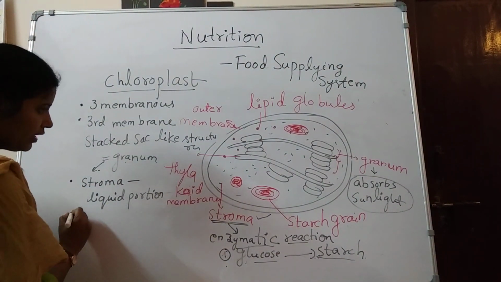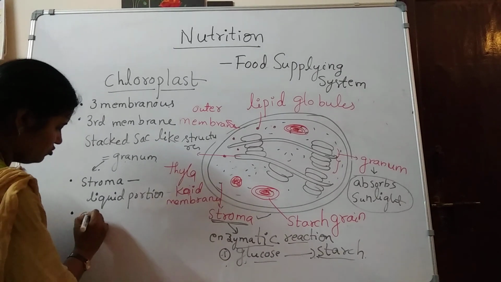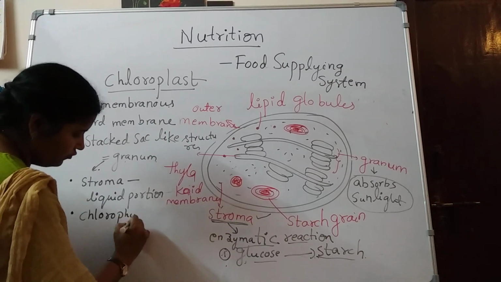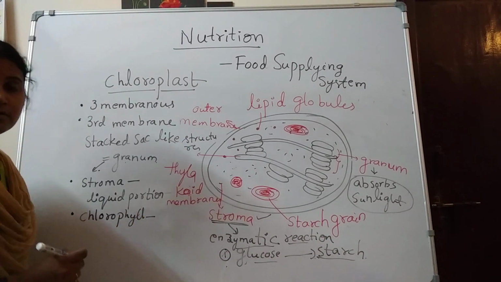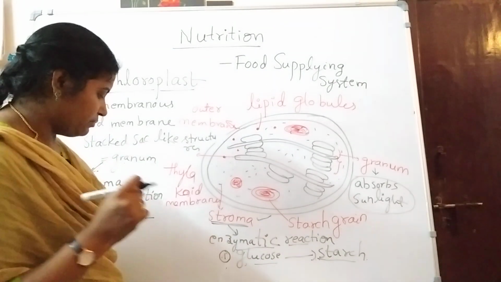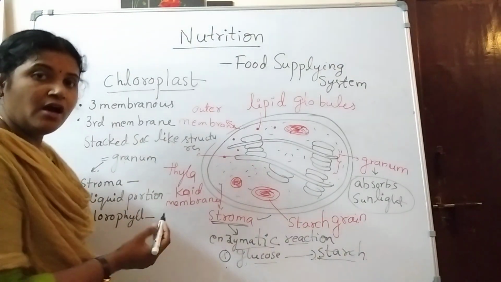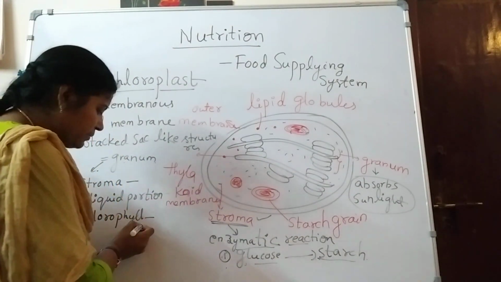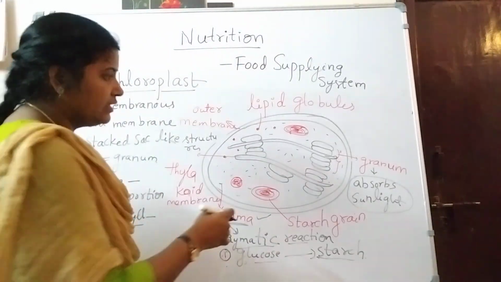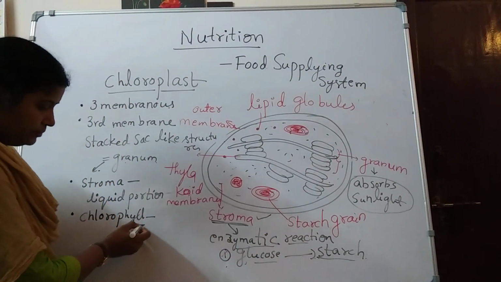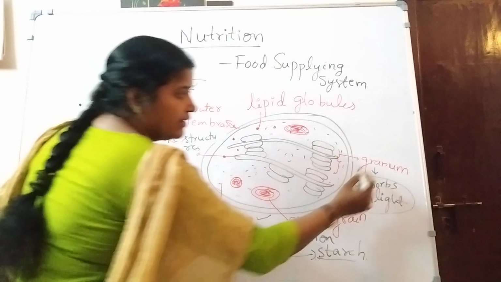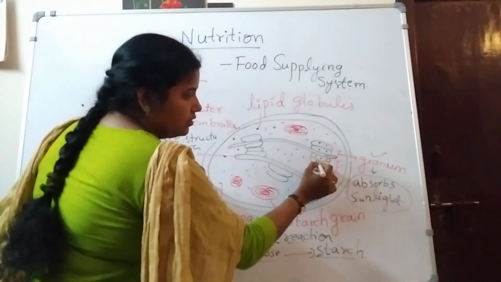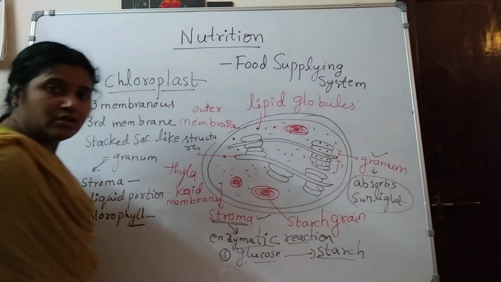And then chlorophyll. Chlorophyll is a photosynthetic pigment. Photosynthetic pigment means which is responsible for absorbing the sunlight. There are many such chlorophyll pigments. Where are chlorophyll pigments present? Chlorophyll pigments are present in the granum.